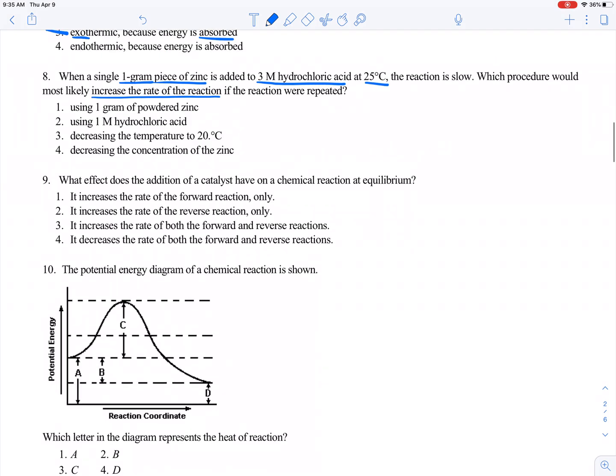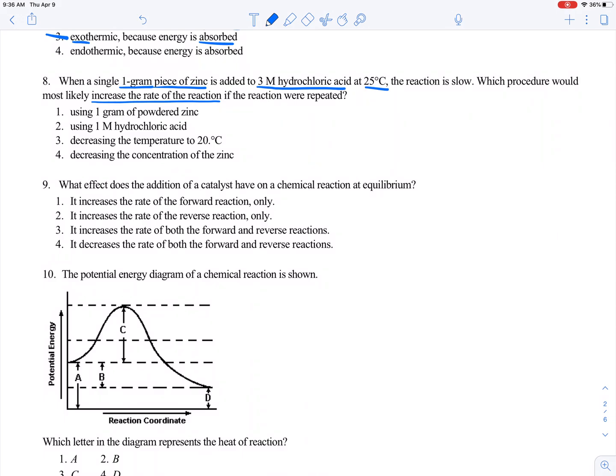So look at these answer choices. Using 1 gram of powdered zinc, using 1 molar hydrochloric acid, so that's decreasing the concentration. Choice 1 would be increasing the surface area. Choice 3, that's decreasing the temperature. And 4, decreasing the concentration of the zinc. If it's a solid piece of zinc, decreasing the concentration would just be decreasing the amount of the zinc that we have. So which of these things would make it go faster would be choice 1.